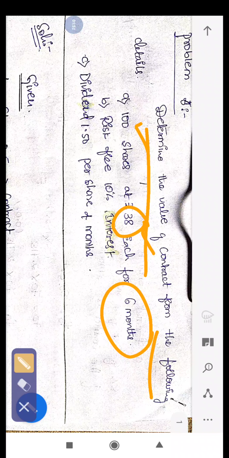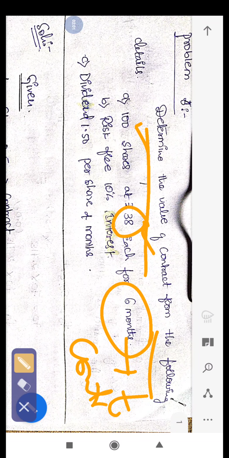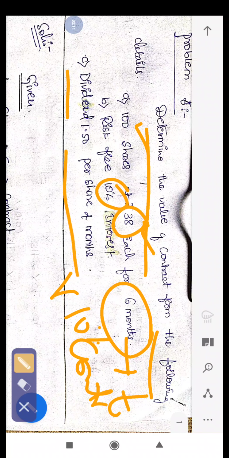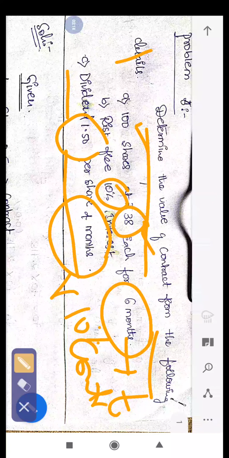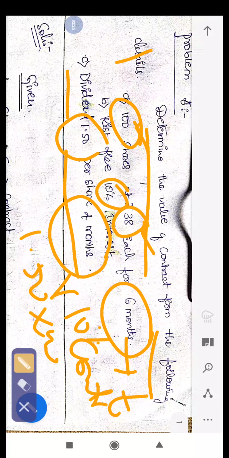So for the whole contract, the T is 6 months. Okay, this is T for the whole contract. Next, the interest rate R is 10%. Next, the dividend is 1.50 per share for 4 months. So dividend value for one share is 1.50, and we have how many shares? We have 100 shares. So 1.50 into 100, we have to calculate like that.